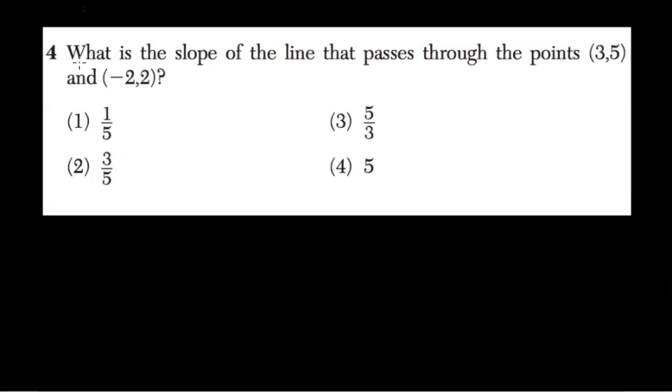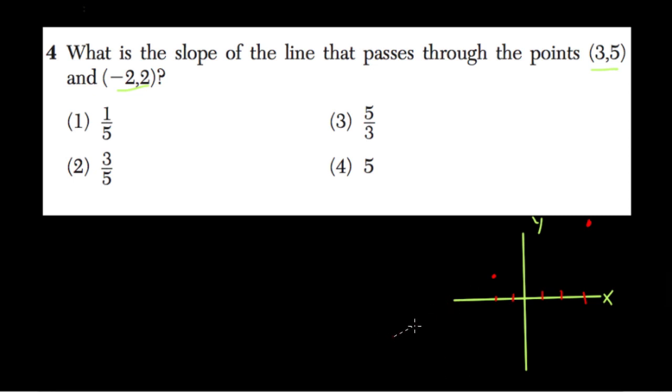Okay, so here they want to know what is the slope of the line that passes through the points (3, 5) and (-2, 2). Before we even solve this directly, let's set this up to get a picture of what's happening. Here is our x and y axis, and we know this has to pass through (-2, 2) and (3, 5).